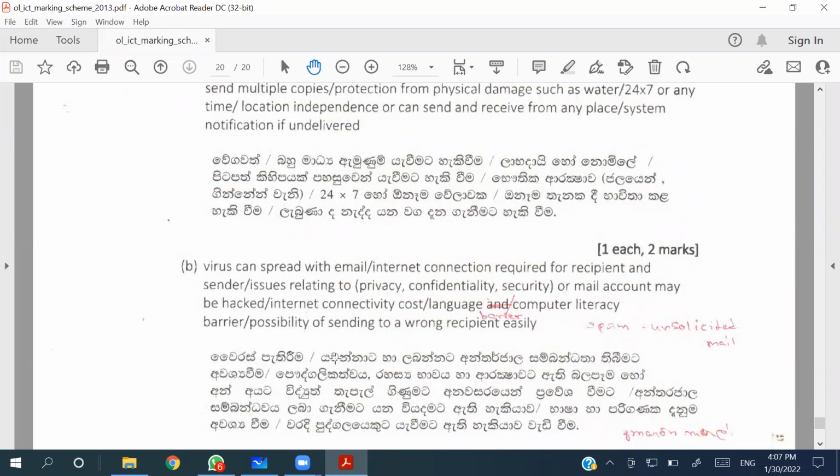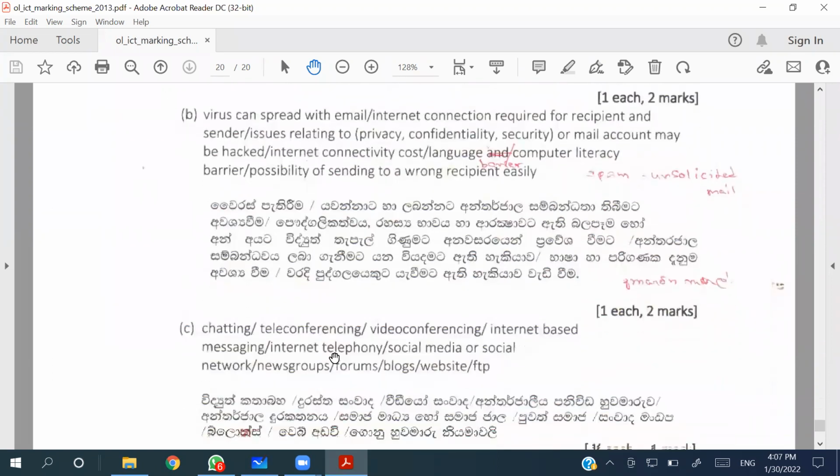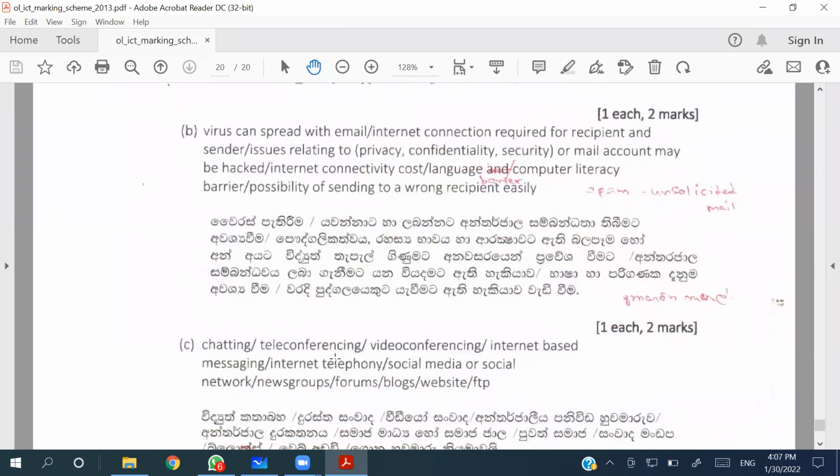And it is possible that we send the email to a wrong recipient, right? It rarely happens, but it is possible, right? So those can be taken as the answers. So 2 marks for 2 points.